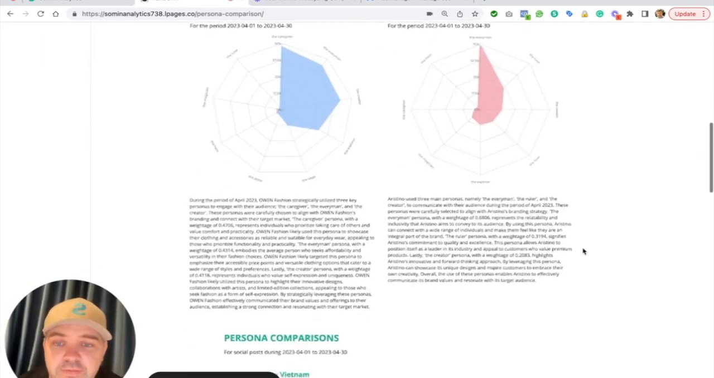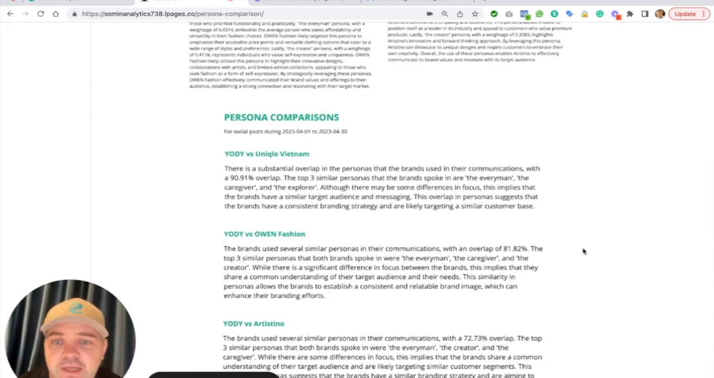So you can see, for example, that Yodi fights against Uniqlo, and they have about 90% overlap between them. Top 3 similar personas the brands spoke to: the everyman, the caregiver, and the explorer. And there are some differences. The similar target audiences and messaging overlap in personas suggest that the brands have a consistent brand strategy, likely to target a similar customer base.